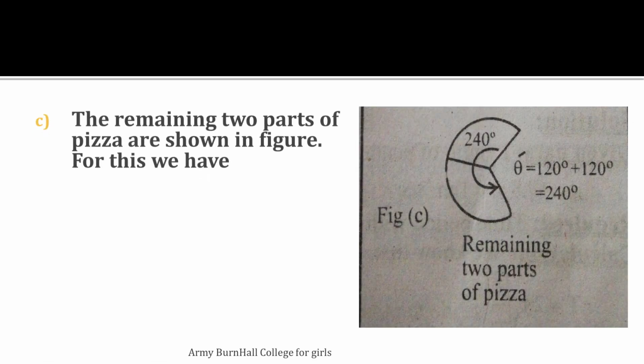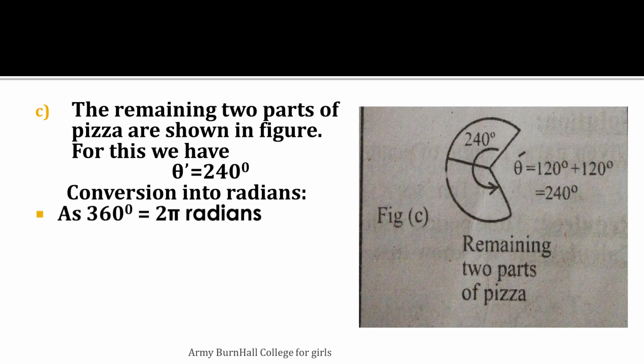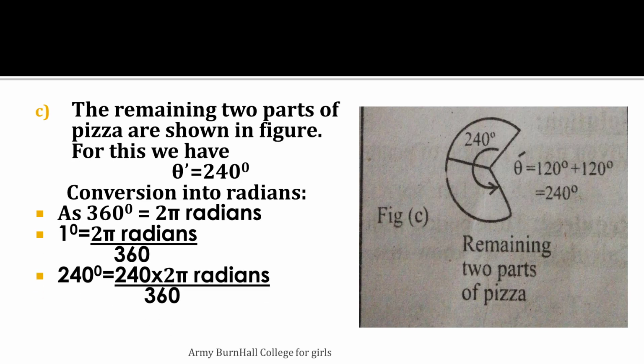Remaining 2 parts. The remaining 2 parts of the pizza are shown in the figure. For this, theta prime is 240 degrees, since 120 plus 120 gives 240 degrees. Conversion into radians: 360 degrees is equal to 2 pi radians, 1 degree is 2 pi by 360 radians, and 240 degrees is 240 times 2 pi divided by 360 radians. So our answer is 4.19 radians, which is double of 2.09. That is the radian measure of the remaining 2 parts. So this numerical is done.